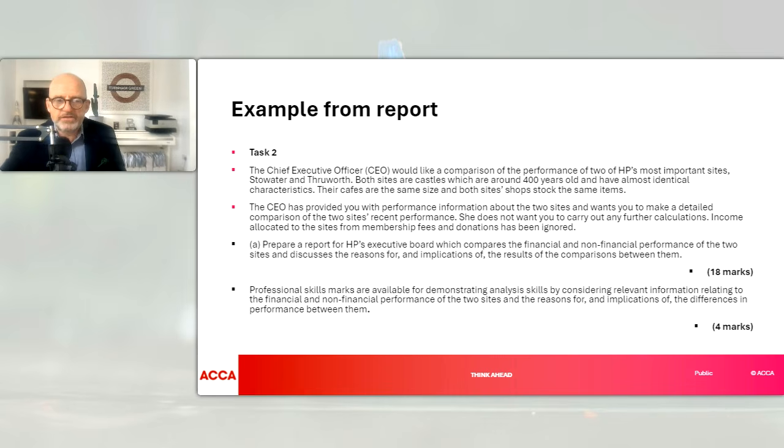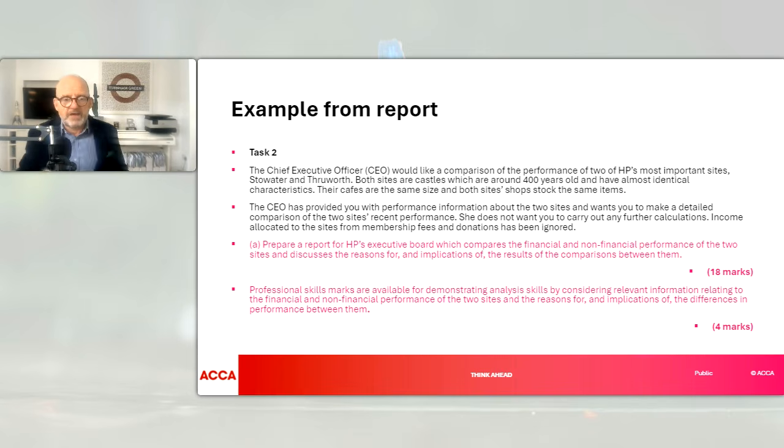So on task 2, you were asked to prepare a report for the board which compares financial and non-financial performance of the two sites and discuss reasons for and implications of the results of the comparisons between them. You got 18 marks, with professional skills marks being given for analysis skills, where you were looking at the financial and non-financials and the differences between them, the comparison.